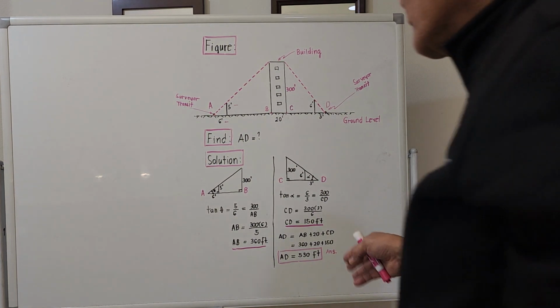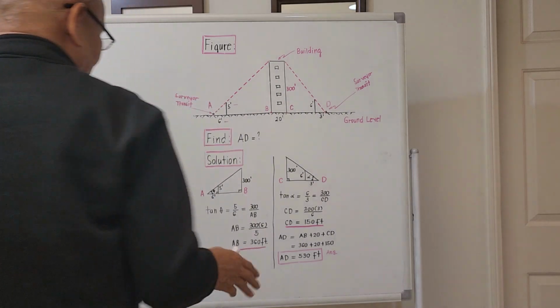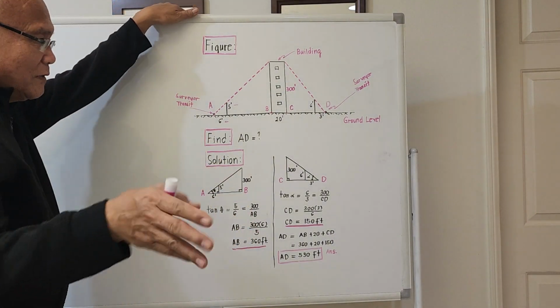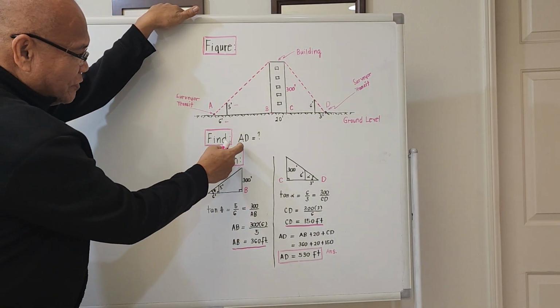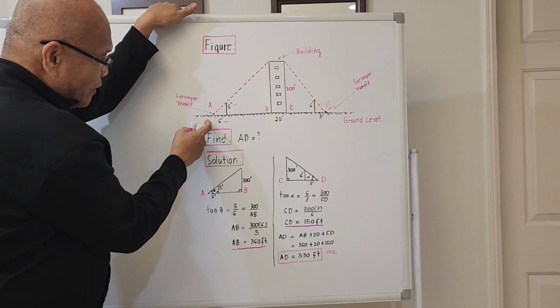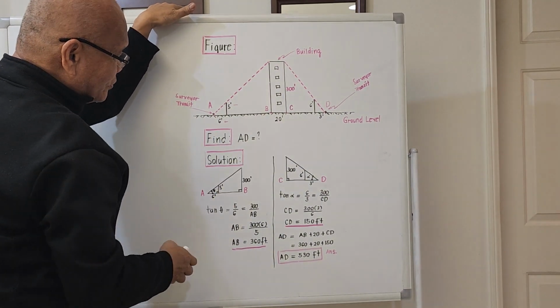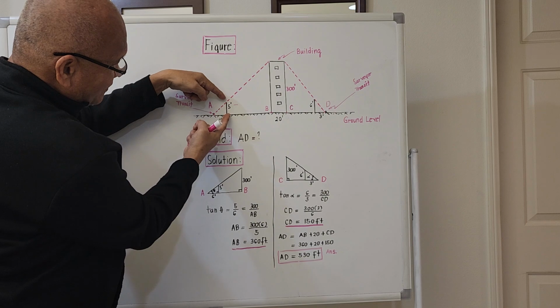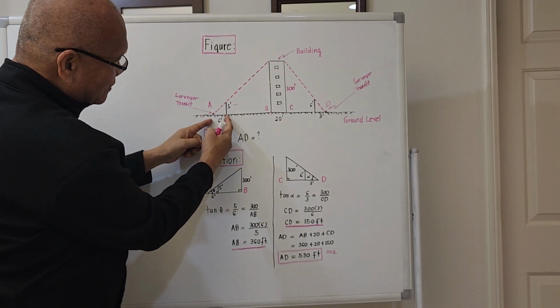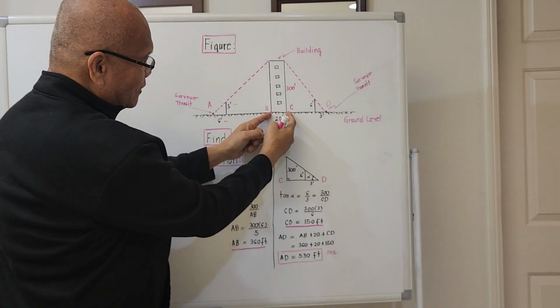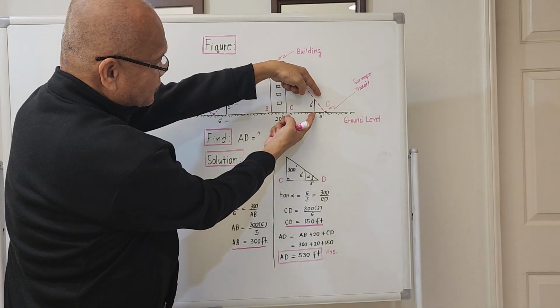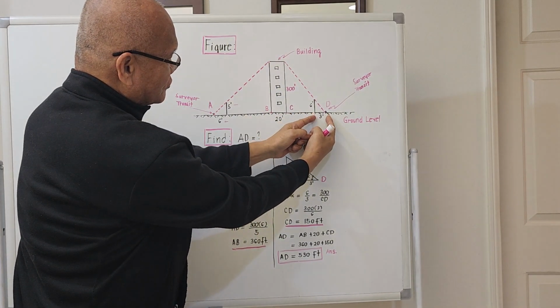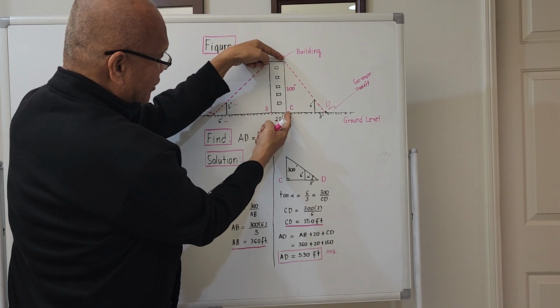This is now the so-called importance of trigonometry in real life. So the problem is asking the total distance AD, distance from A to D, with the given condition that this is 5 feet, this is 6 feet, the width of the building is 20 feet, this is 6 feet, and this is 3 feet, and the height of the building is 300 feet.